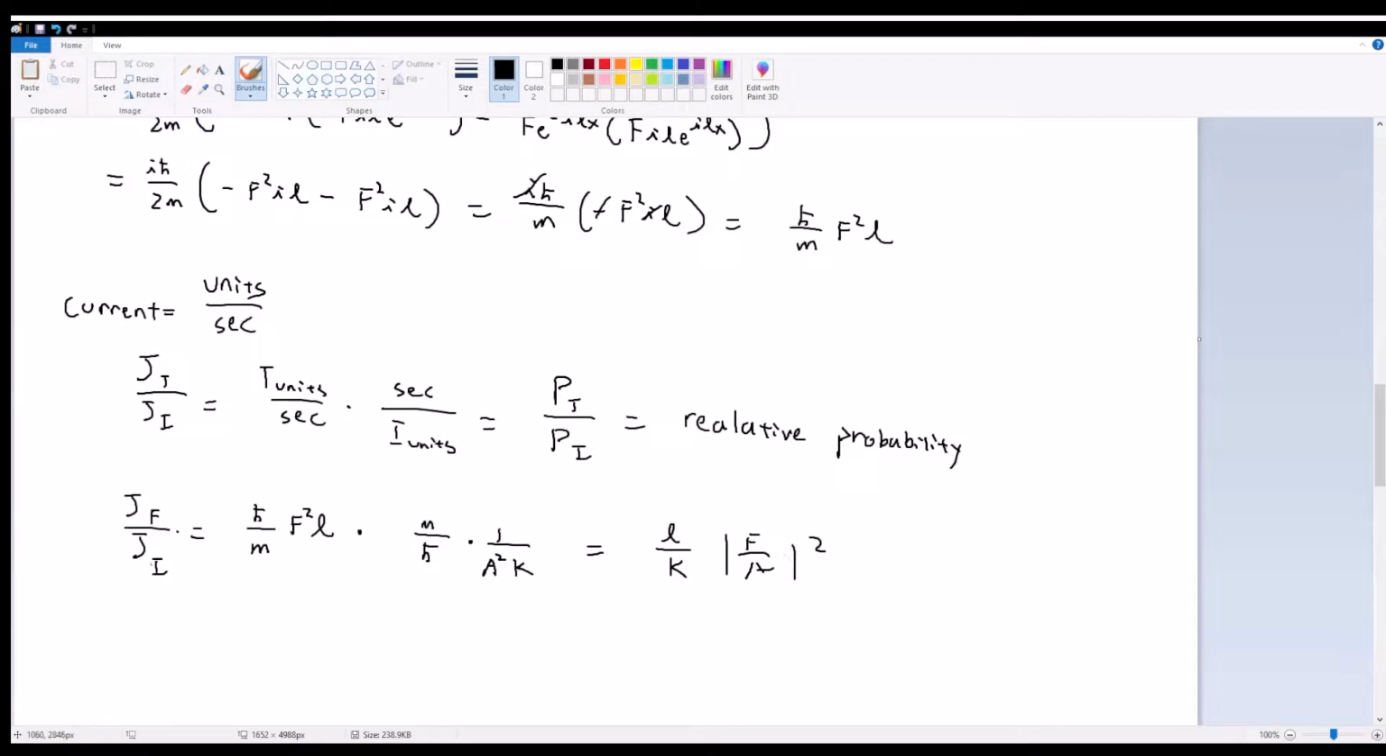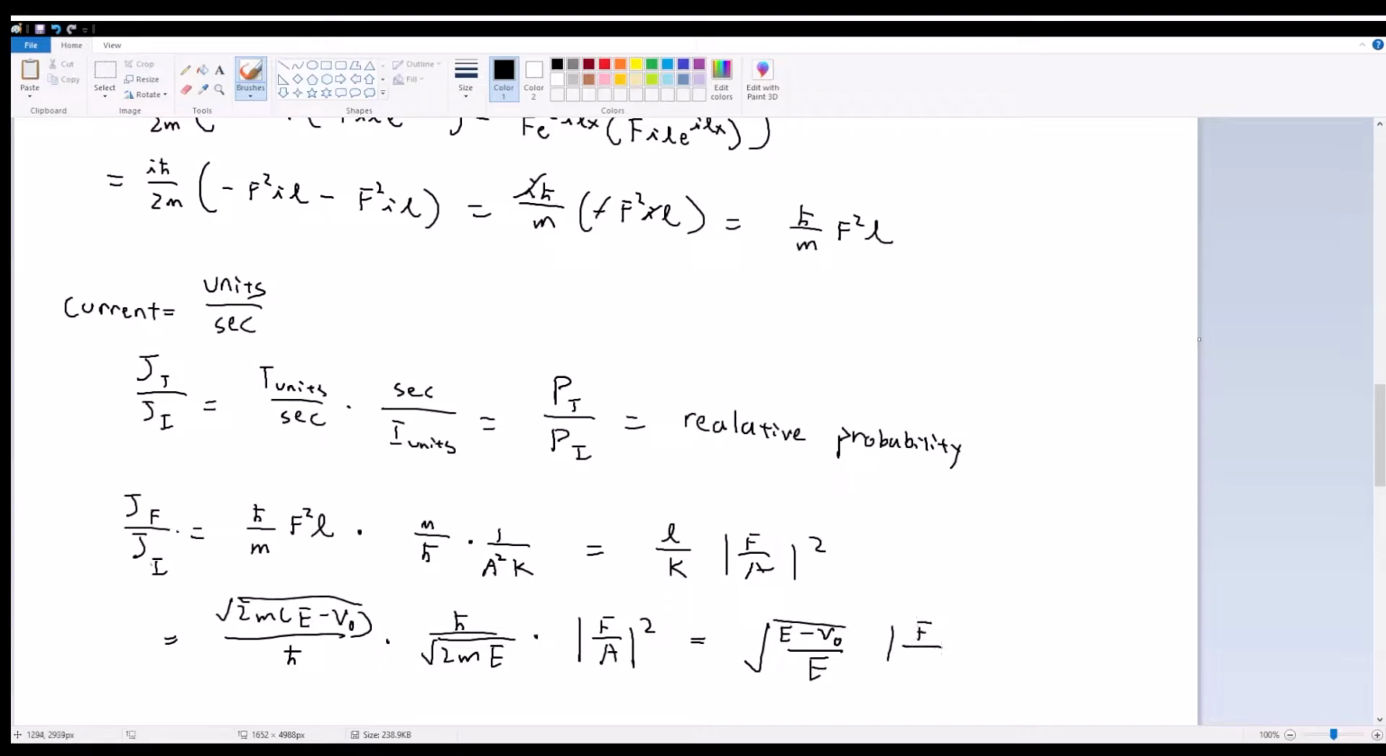And if we remember what l and k are, this is going to be equal to the square root of 2m times E minus V naught, all divided by h bar, multiplied by the reciprocal of k, which is going to be h bar over the square root of 2mE, multiplied by magnitude f over a squared. And this is going to equal, the 2m's cancel, the square root of E minus V naught over E multiplied by the magnitude of f over a squared. And with that, we have our answer, and we are also done with part 3.